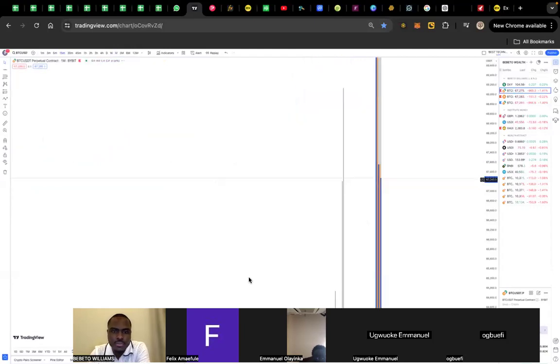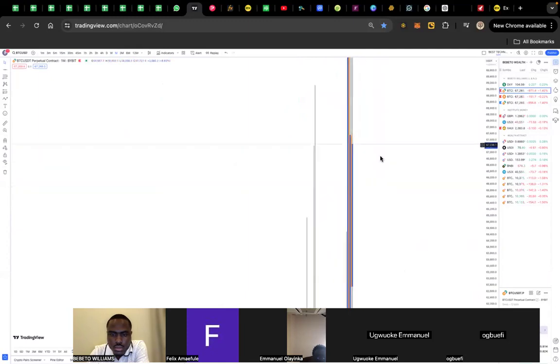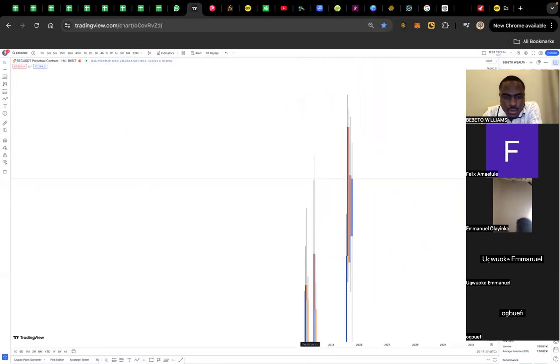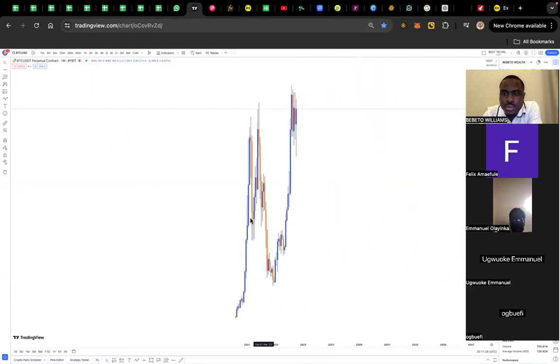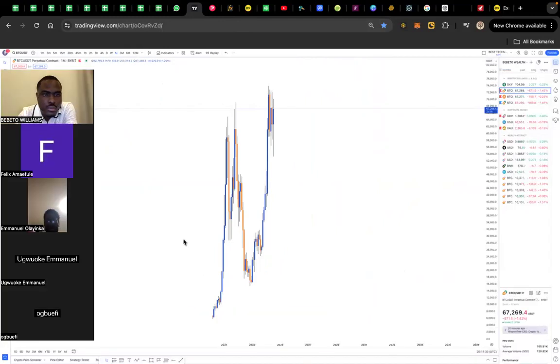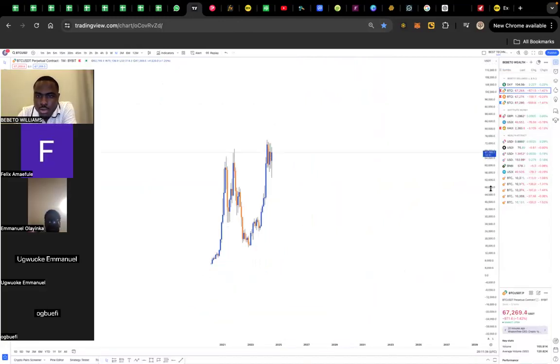On the monthly time frame, what's the market giving us? What's the direction of the market? The direction of the market is apparently saying that we are currently in an uptrend, right? So now I'll come over to the weekly time frame.